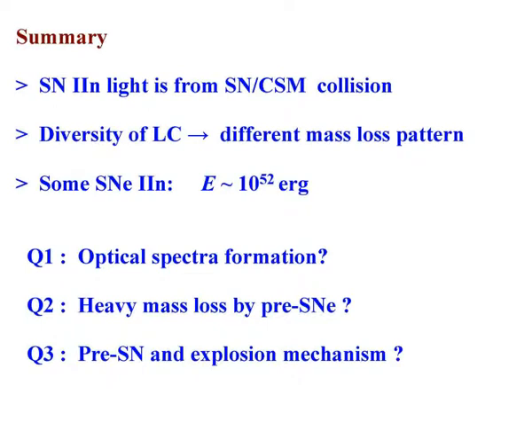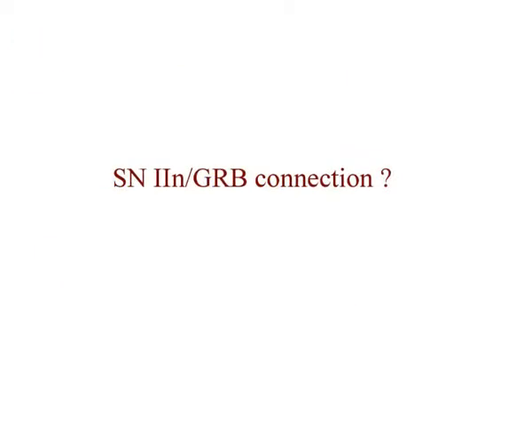The optical spectra model, the mechanism of heavy mass loss of the pre-supernova, and of course we know almost nothing about the explosion mechanism of the supernova. And some kind of excuse, I should say, about the supernova type 2N GRB connection.